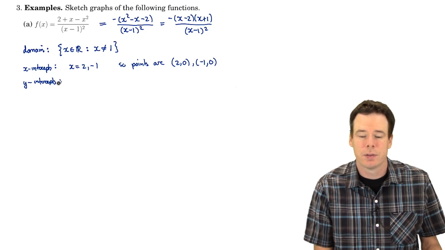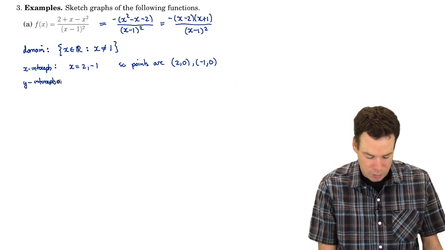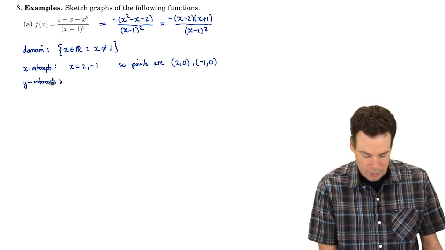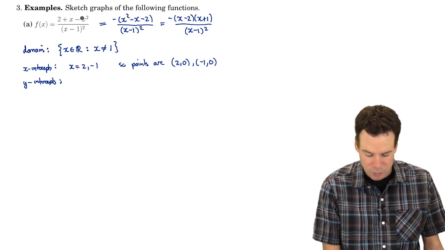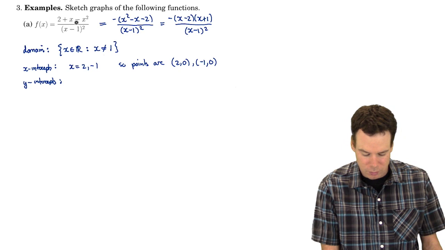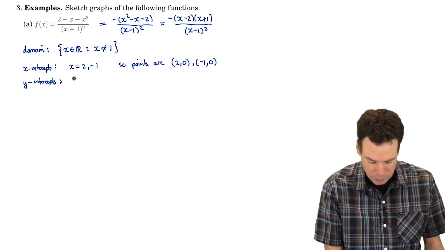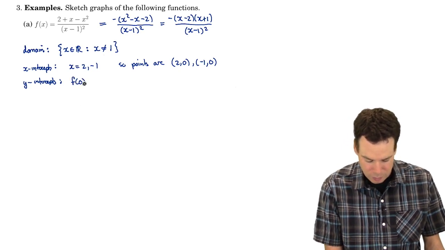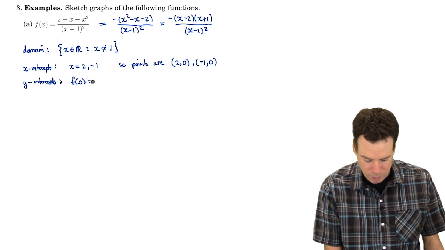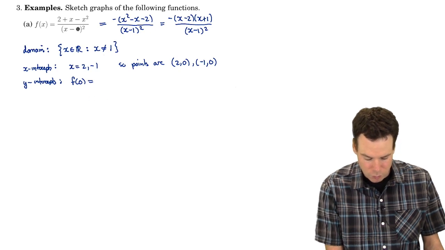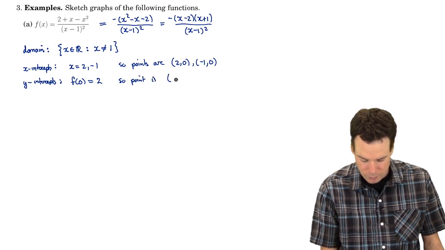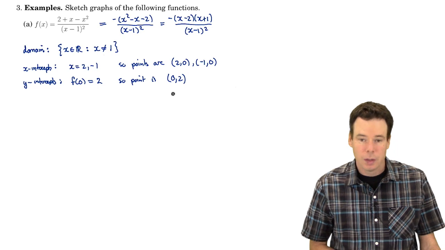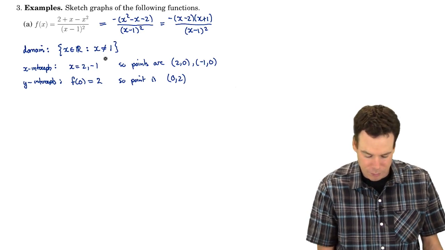What about our y-intercepts? Well, our y-intercepts are where x is 0. So we just have to put in x equals 0. We can plug it into either form, the factored form or the original form of f. So we plug in x equals 0, and we get 2 over 1, which is 2. So the point is (0, 2). Okay, so we've identified 3 points on the graph of our function.